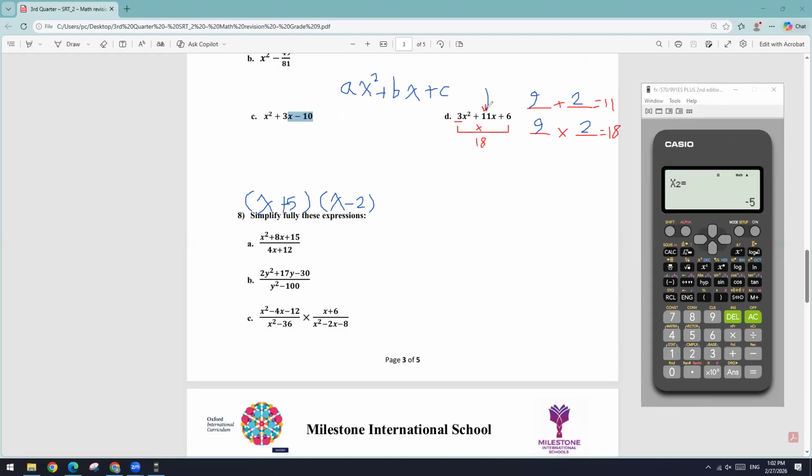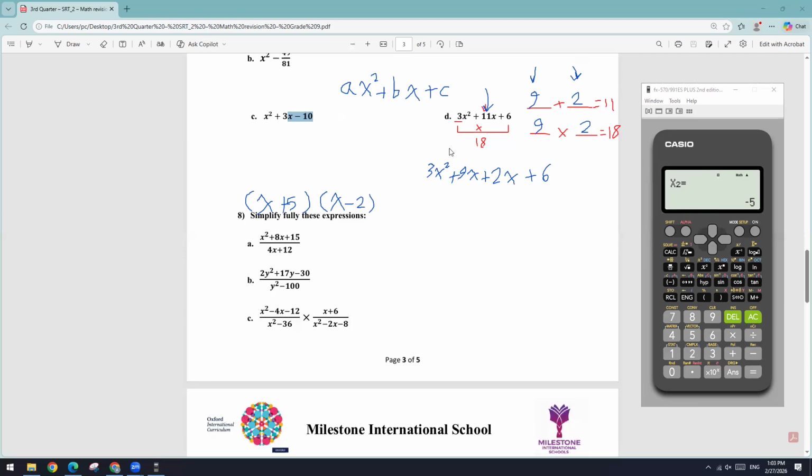We have to split that 11x. We have to split it into two parts. What are the two parts? Those ones that we got here. So now let me rewrite the equation. 3x squared. Now instead of 11x, I will write those two, 9 and 2, plus 9x plus 2x. From where do I get those? From here, 9 plus 2. So 3x squared plus 9x plus 2x plus 6. What happens? So that 11x, I split it into 9x and 2x, the same thing.